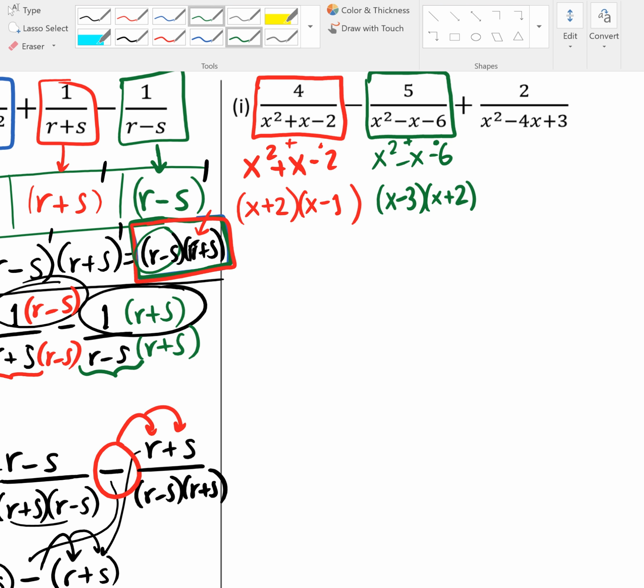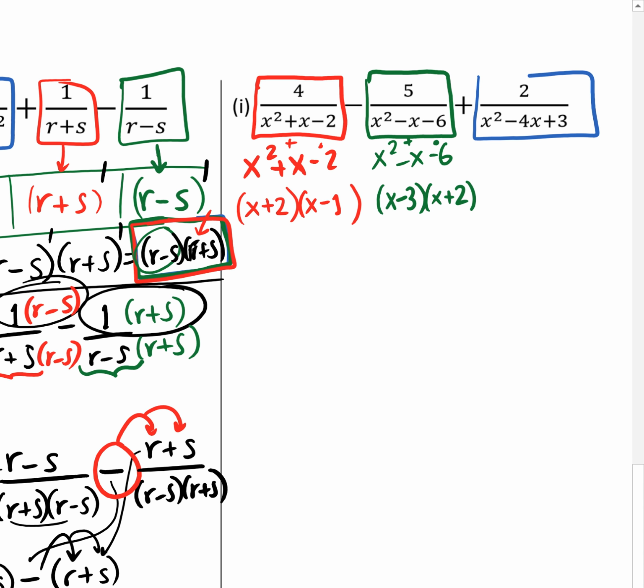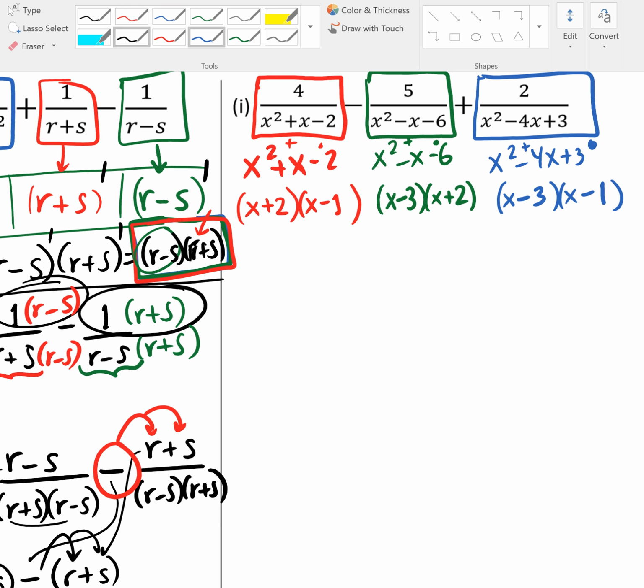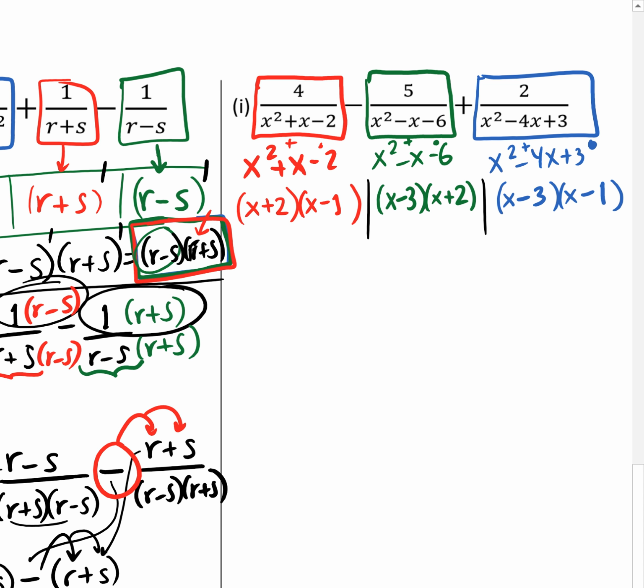And the third guy, 2 over x squared minus 4x plus 3. That one's also a trinomial with leading coefficient 1. So I just need to figure out what numbers multiply to 3 but add up to -4. That would be -3, -1, or vice versa, since -1 times -3 is 3, and -1 plus -3 is -4. All right, those are the three factorizations. Now I'm going to look at those three guys and see what that LCD is.